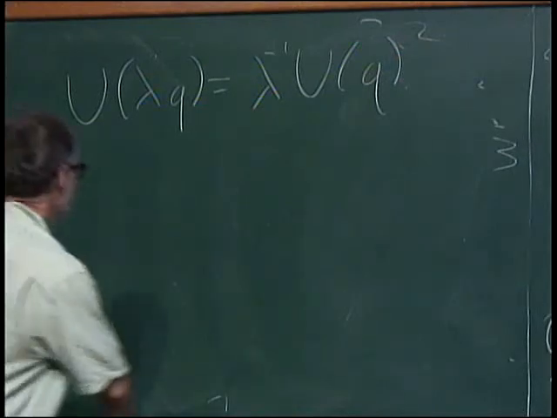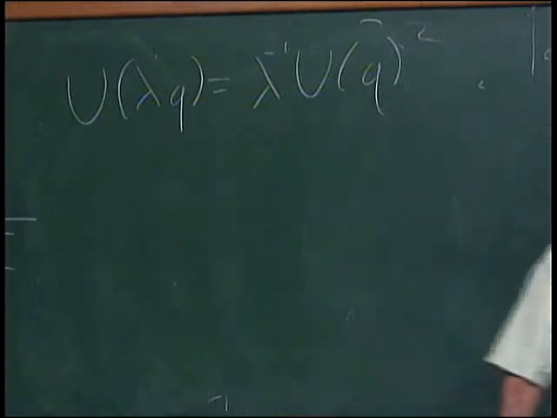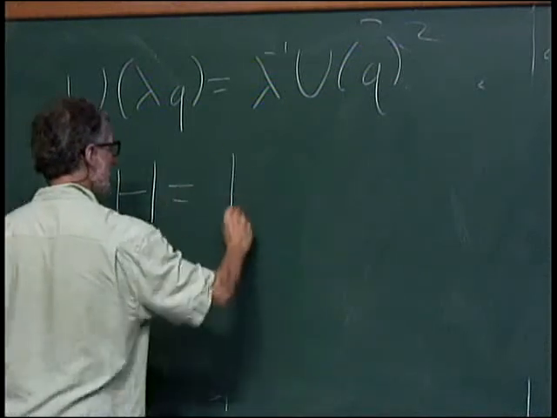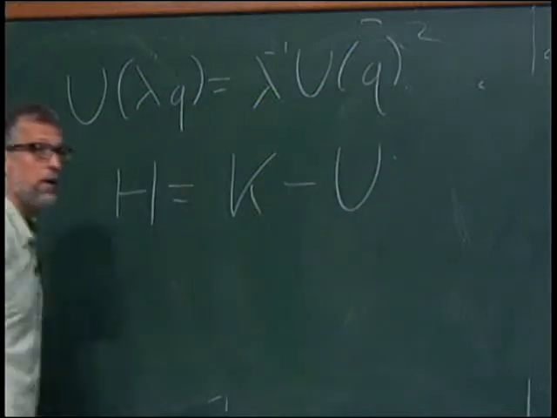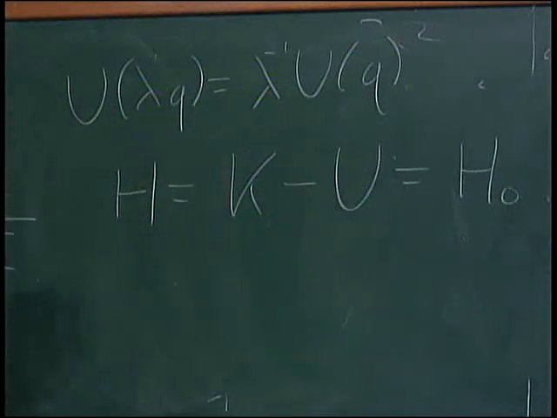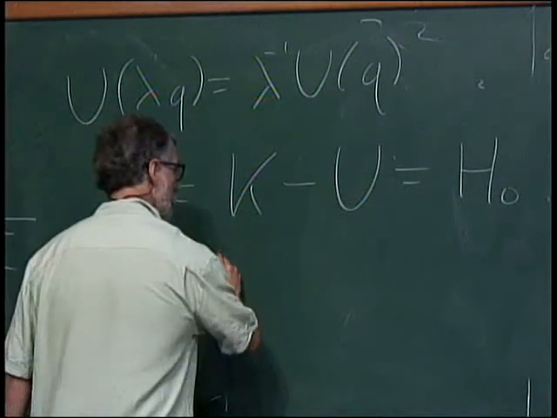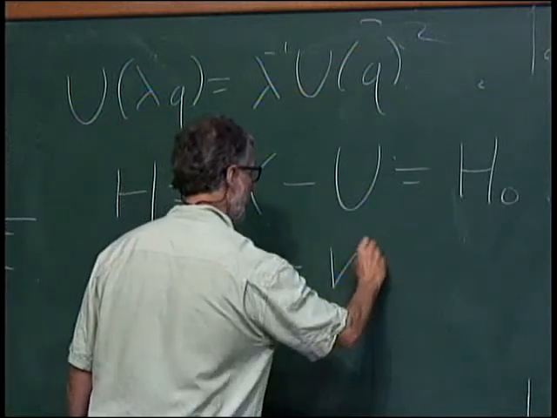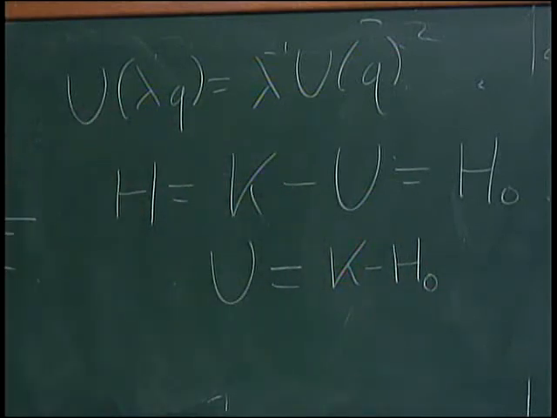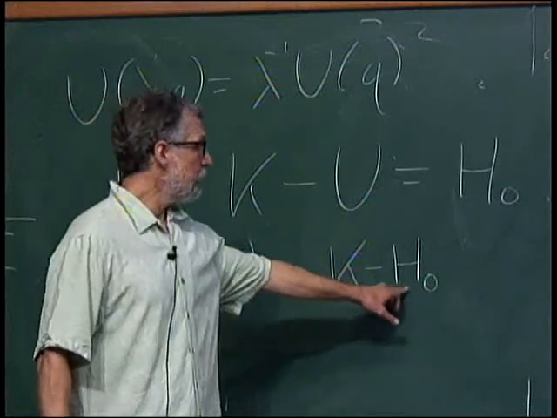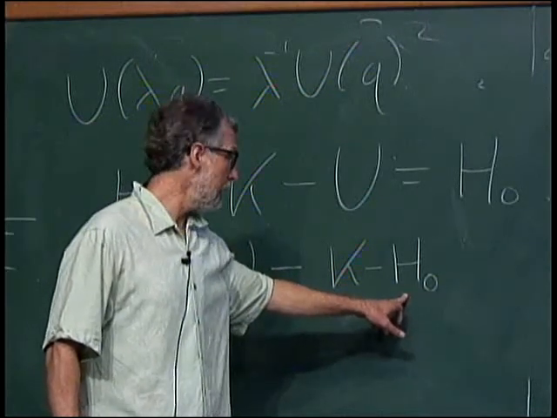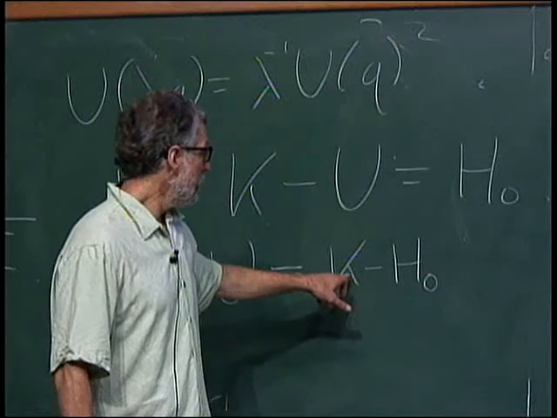Right, so let's talk about the energy also. If I have H, which is kinetic minus potential, and I set H to H naught, and I solve, U is K minus H naught. I want this to be negative. I want the energy to be negative, basically because that's the only time you have periodic orbits. This is a negative quantity. This is a positive quantity.